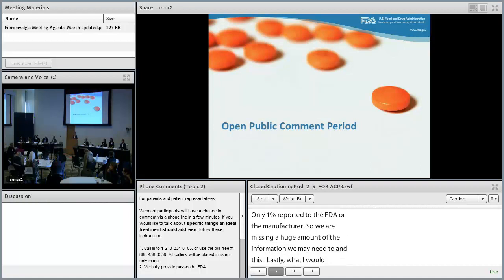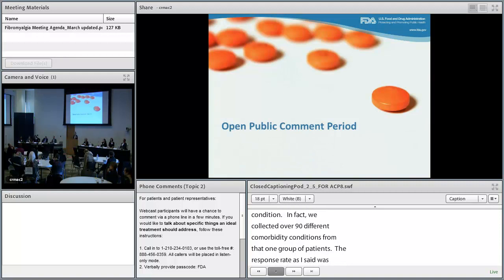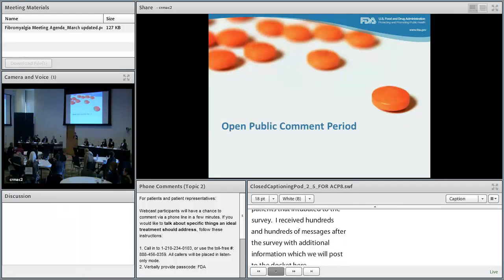And lastly, what I'd like to just really reinforce is the heterogeneity of this condition is significant. Only 2% of the patients who followed up on the survey reported fibromyalgia as their only condition. And in fact, we collected over 90 different comorbid conditions from that one group of patients. So the response rate, as I said, was about 20%. It was over 1,500 patients that contributed to the survey. And I received hundreds and hundreds of messages after the survey with additional information, which we will post to the docket.